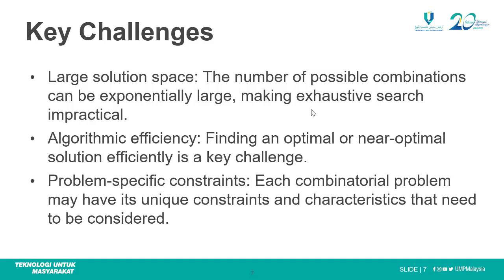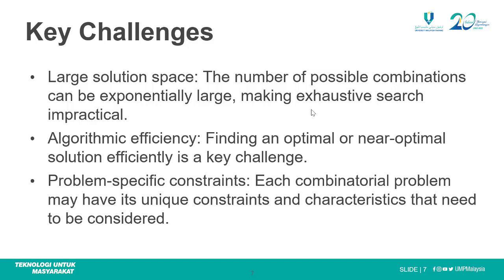Okay, but if we increase the number of jobs or tasks or items to 10, for example, if we have 10 jobs or 10 tasks to be completed, the number of possible combinations is more than 3 million. So by utilizing the exact method, it is quite impossible to solve this problem within an acceptable time range. Then number two is the algorithmic efficiency.